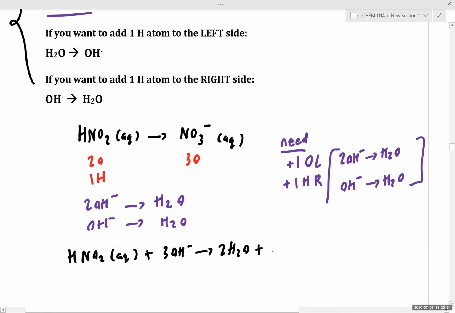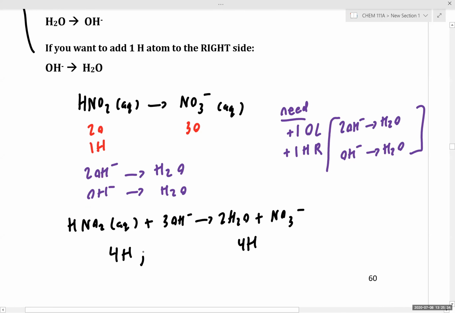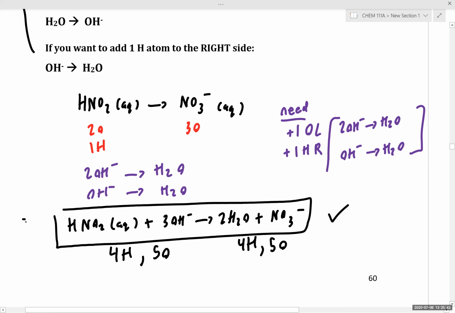So now checking just to make sure that this equation is in fact balanced. I have 4 hydrogens on the left, 4 hydrogens on the right, and I have 5 oxygens on the left, 5 oxygens on the right. So this equation is now balanced under basic conditions. Does that make sense to everyone so far? So that's one of the methods of balancing under basic conditions.